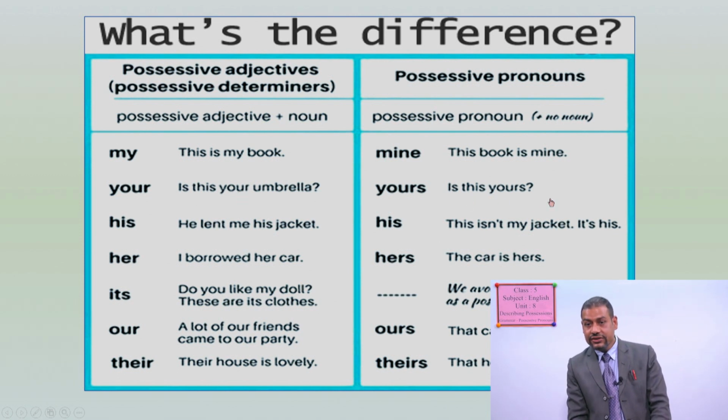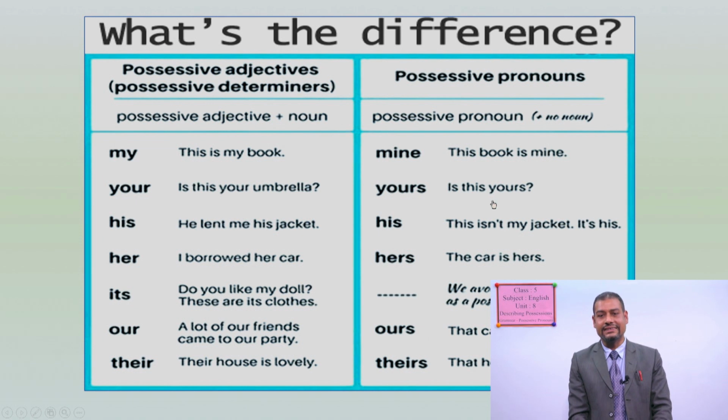But here, is this yours? Now there is no umbrella used. So it is, is this yours? Okay. Here also you can find the same thing. He lent me his jacket. See, before the naming word jacket, there is his. And here, this isn't my jacket, it's his. Now after is, there is no naming word. So it is a possessive pronoun.